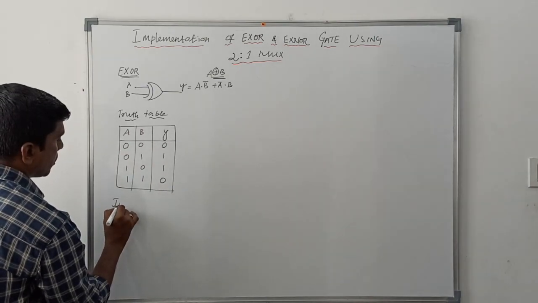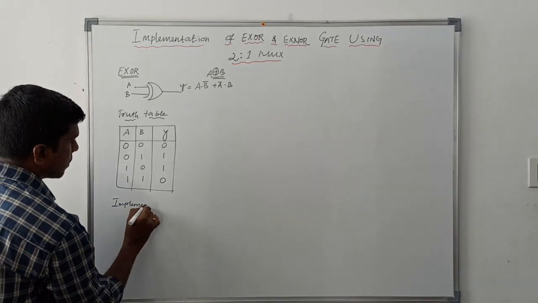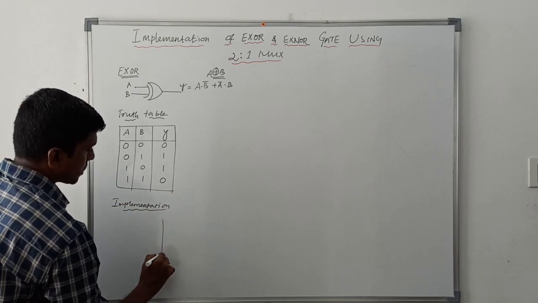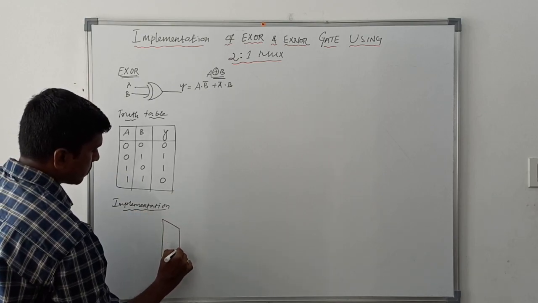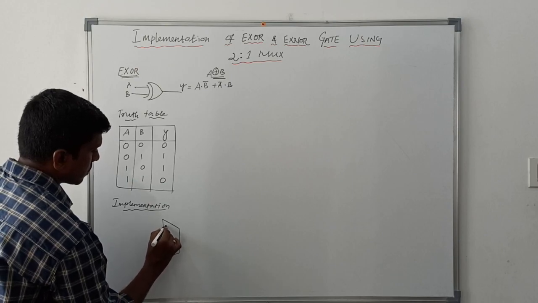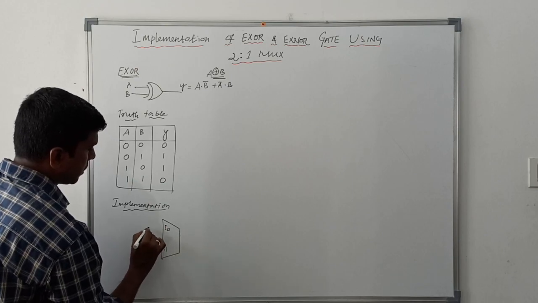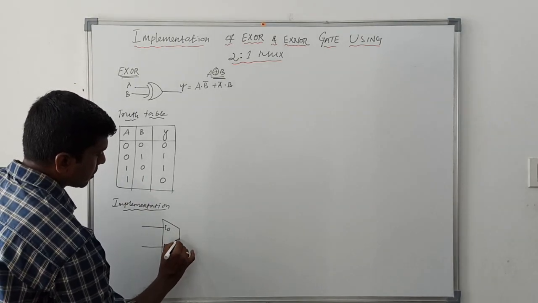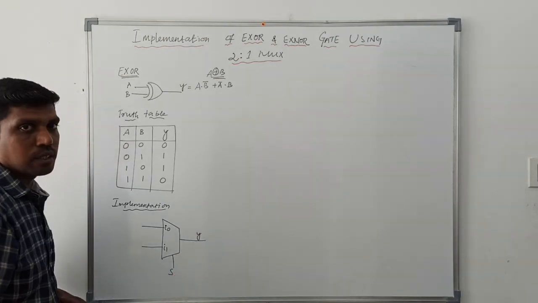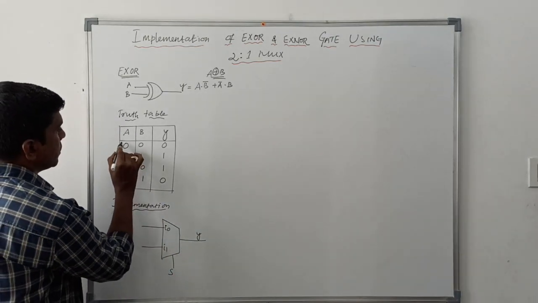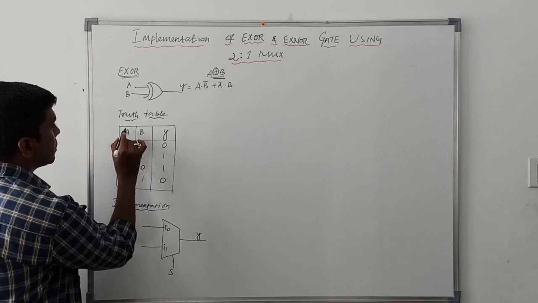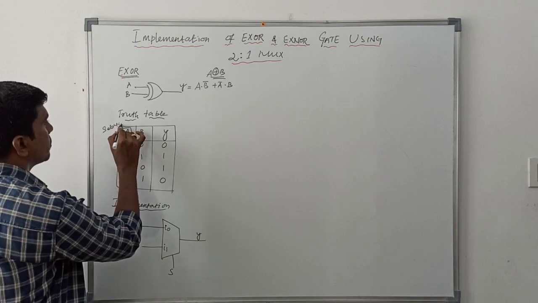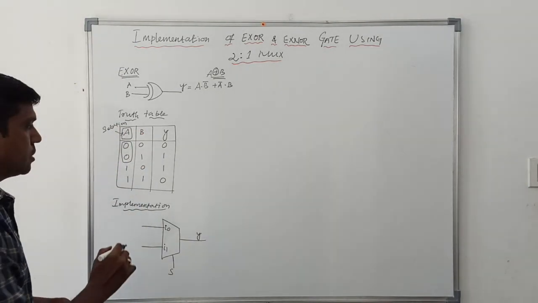Now I draw the implementation diagram. It's a 2:1 mux. It has two inputs, I0 and I1. Then one selection line. S is the selection line, Y is the output. Here in this truth table I consider A as the selection line, because it has only one change.